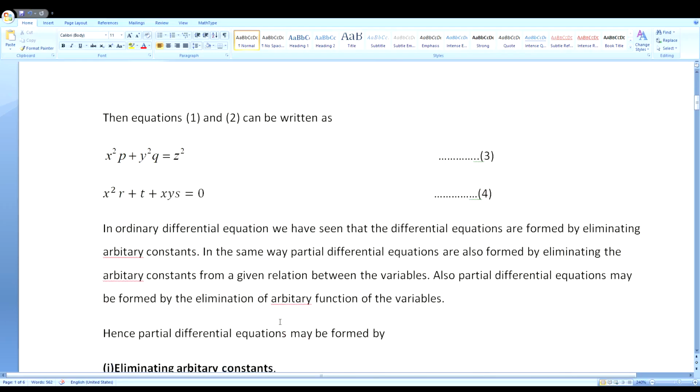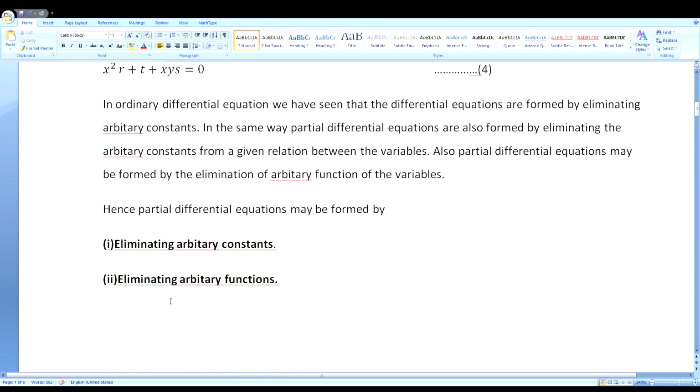In ordinary differential equations, we have seen that the differential equations are formed by eliminating arbitrary constants. In the same way, partial differential equations are also formed by eliminating the arbitrary constants from a given relation between the variables. Also, partial differential equations may be formed by the elimination of arbitrary functions of the variables. Hence, partial differential equations may be formed by eliminating arbitrary constants. The second one is by eliminating arbitrary functions.